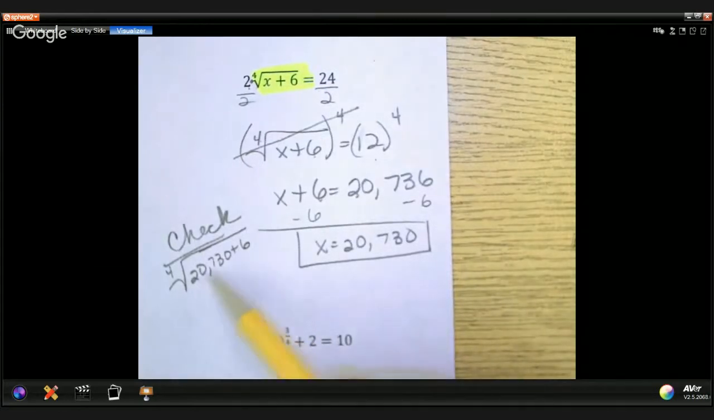And I don't really have to do the math. I noticed that this is positive. And so since it's positive, I could take the fourth root of it, so this works. So again, when you're checking, you're mainly checking to see whether or not you can take the root of that. And if you can, then it's a solution. If you can't, then it's not a solution.